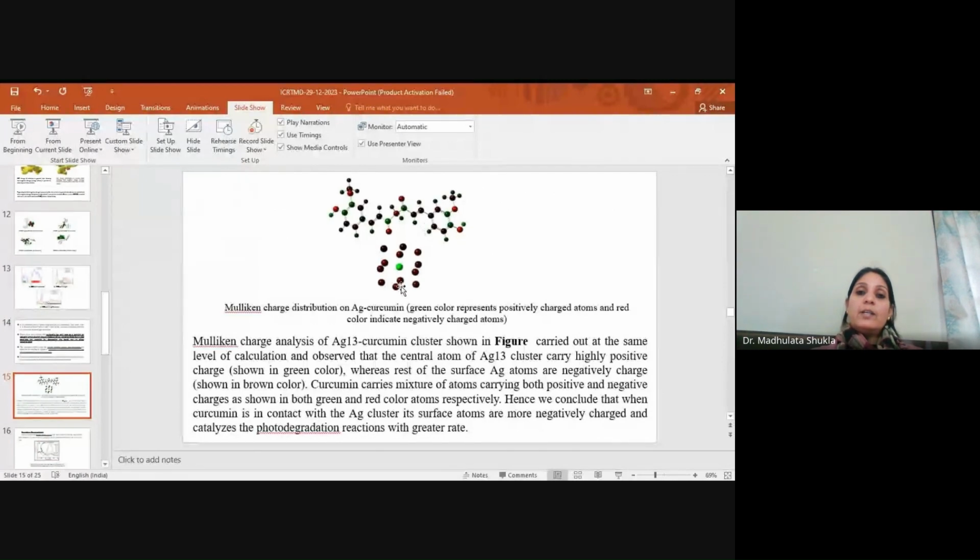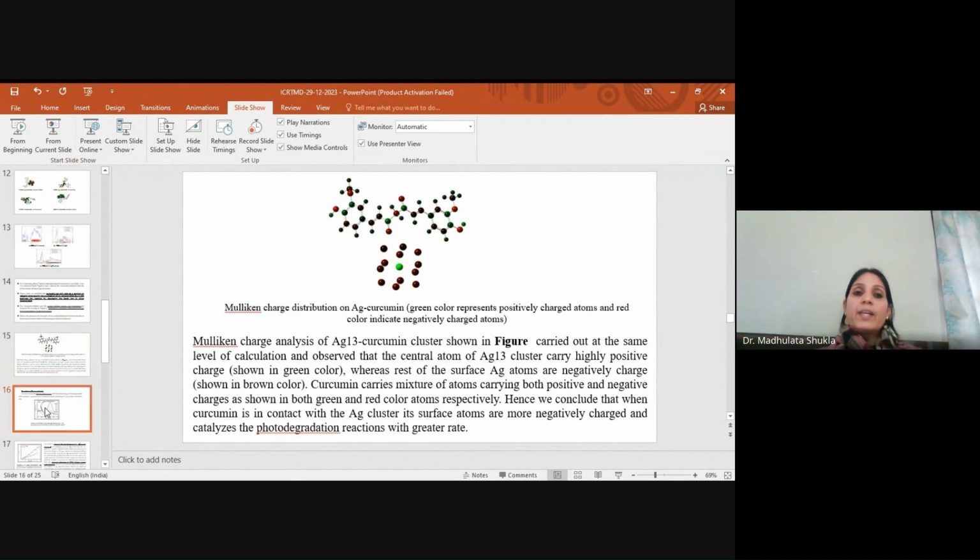Next, here we see the Mulliken charge distribution of curcumin. Here the red color represents the negative charge, and the green color represents the positive charge on the atom. So the silver atoms are negative here, and on the curcumin, both negative and positive charges are present.